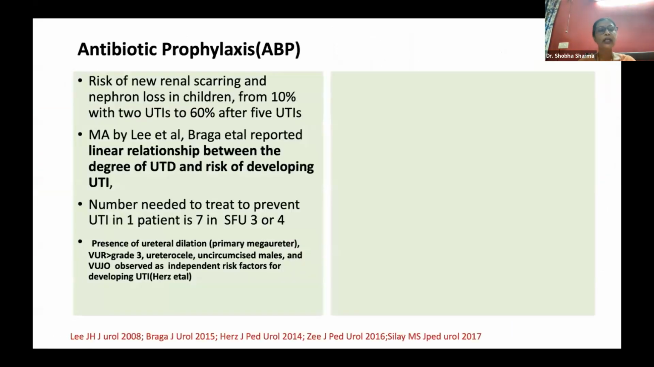Just a slide about antibiotic prophylaxis. Most of the previous studies have shown that there is significant risk of UTI in obstructed hydronephrosis, and there's a linear relationship between the degree of UTD and developing UTI. Therefore, many authors, and even the ISPN 2013 guidelines, have suggested using antibiotic prophylaxis in SFU grade 3 and 4, pending the investigation and identification of VUR.